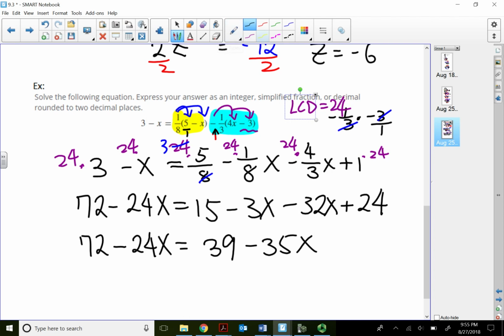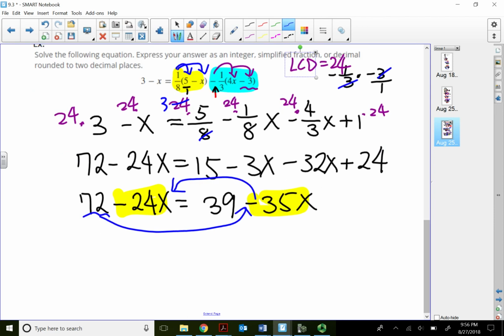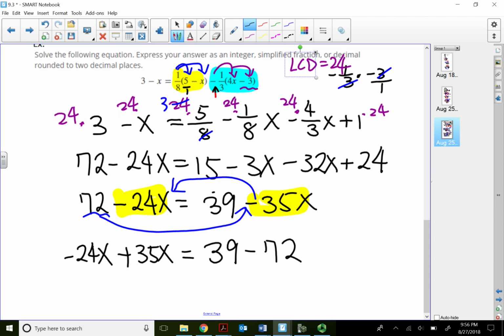So now again, I got a variable term on the right and a variable term on the left. All right, so negative 24 is bigger, so I move my negative 35 over. That means 72 has got to go to the other side. So these numbers are big, I'm going to write it out. Negative 24 still negative 24x. Negative 35x come over, become positive. The right side, 39 still 39. Positive 72 come to the right, become negative.